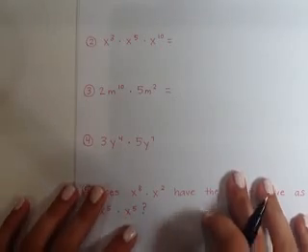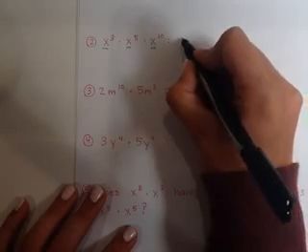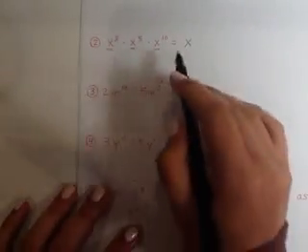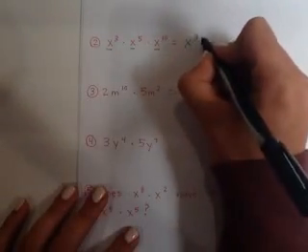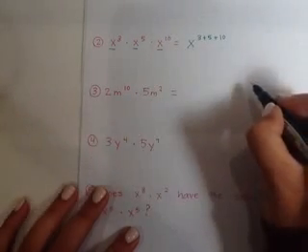Going on to number 2. Same base. X is our base. We're multiplying the base. So you'll keep one base and you will add these exponents.